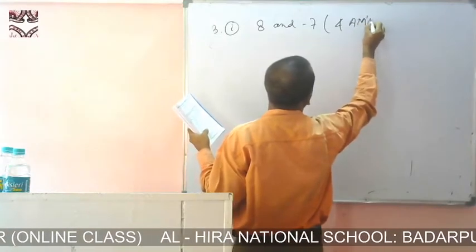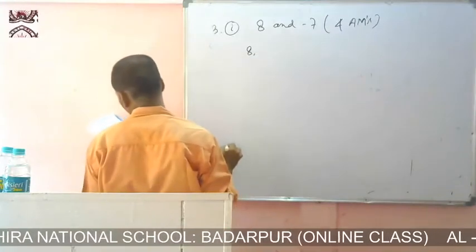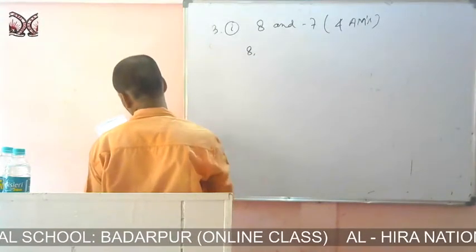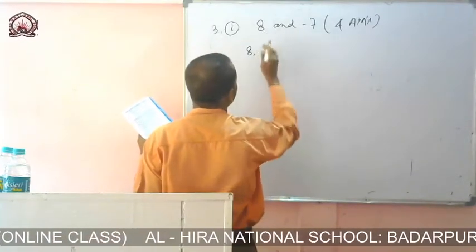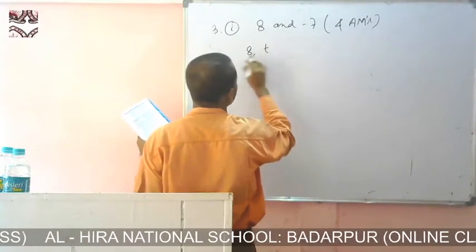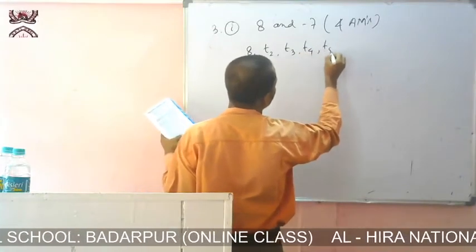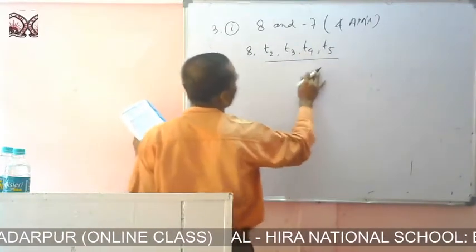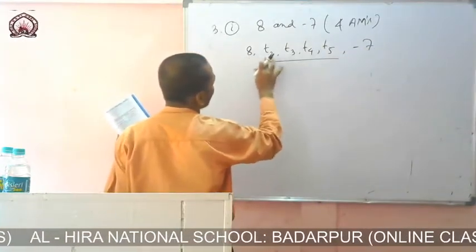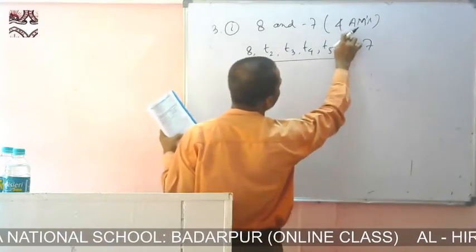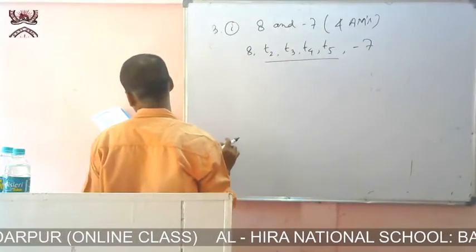So the series will be: first term A, then T1, T2, T3, T4, T5. In between are the 4 AMs, and the last will be minus 7. So here how many terms? 1, 2, 3, 4, 5, 6. Here it is 4 in between, plus the first and last.